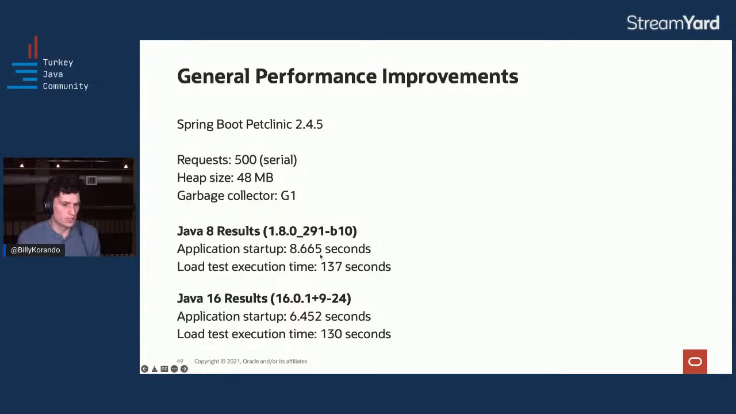And so for the startup of the application on my machine, it took 8.665 seconds. And then with just running the exact same binary with Java 16, it dropped down to 6.452 seconds. And then the actual load ran a little bit quicker with Java 16 than it did with Java 8. But I think one thing to keep in mind, though, this was the exact same binary. It's not like I had to go through and update all my code and recompile or do any of that. No, I could run the exact same binary and unlock these benefits.